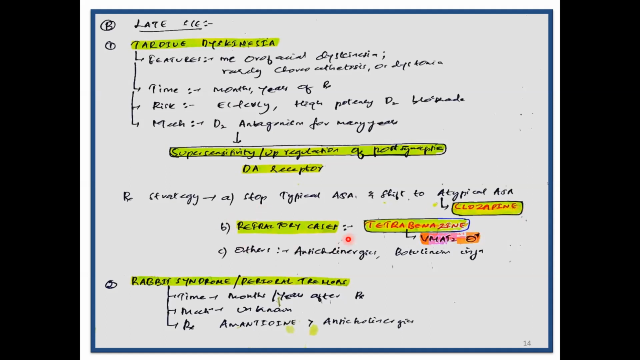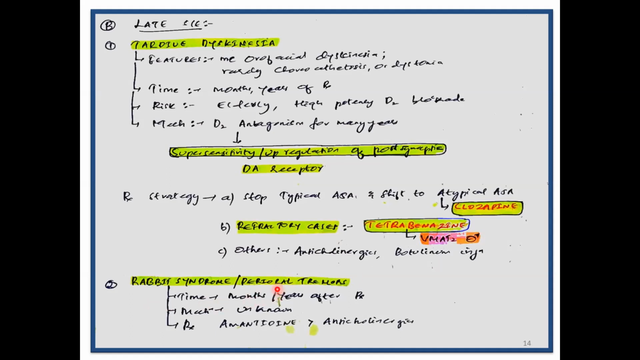However, in refractory cases of tardive dyskinesias, tetrabenazine is a choice, and it acts by blocking the vesicular monoamine transporter 2, which is present on dopaminergic neurons. So it depletes the dopamine, and therefore the dyskinesia is reduced. The other drugs which may be helpful are anticholinergic drugs and botulinum injection.